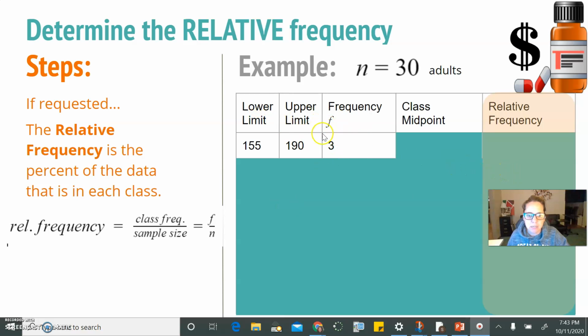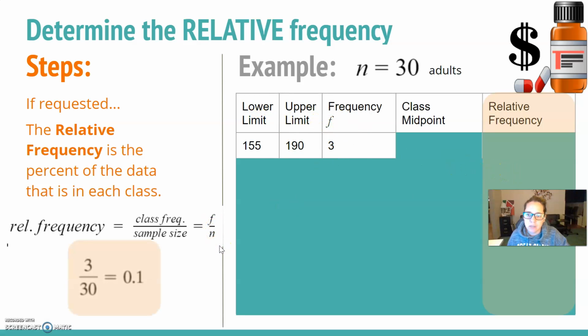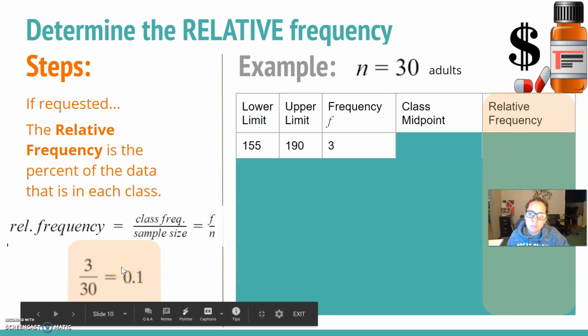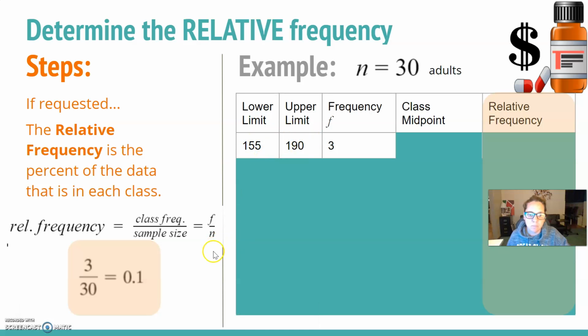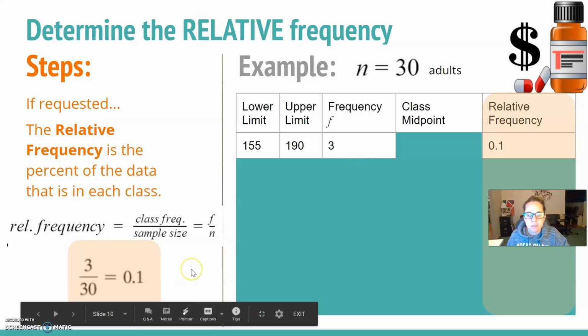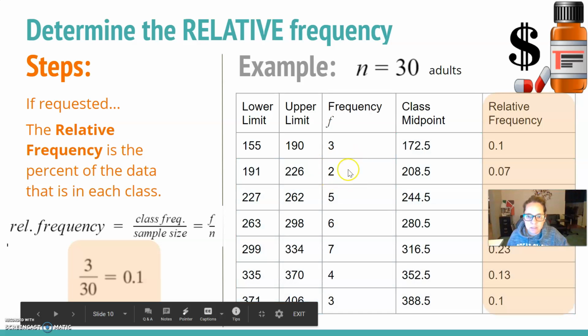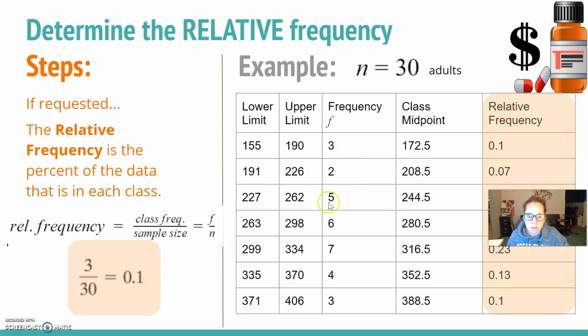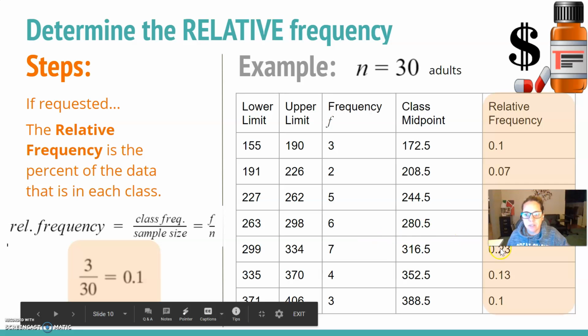So I'm going to take this 3 and divide it by that 30, and that tells me 0.1 or 10% of the adults that we asked were in this range, were in this class interval. So 0.1 or 10%. And then you do that with each of the frequencies. You take this number and you divide it by 30. This number and you divide it by 30 and you get 0.17. 6 divided by 30 gives you 0.2. 7 divided by 30 gives you 0.23.